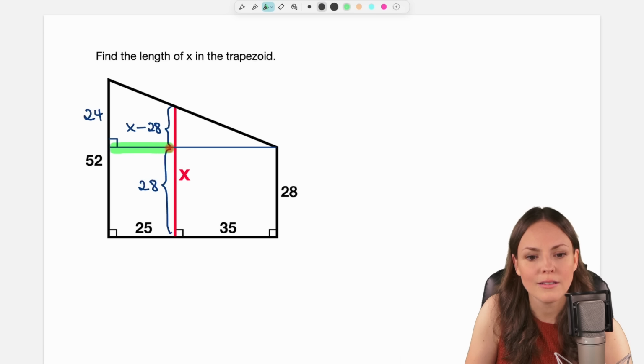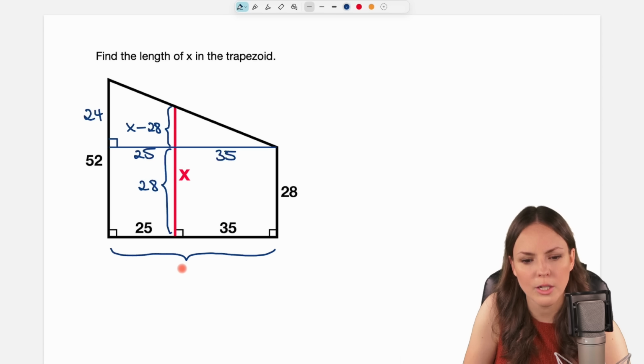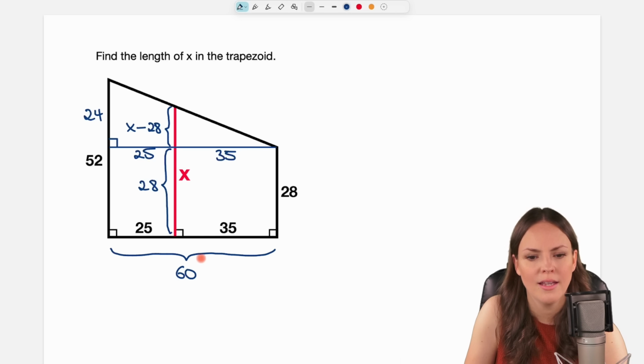I also know how long this part here is. That's the 25. So I have the 25 here. And I know how long this part is. That's the 35. So I know a lot of things here. And I can also tell how long the entire side here is. 25 plus 35 equals 60. Okay, what can we do now?